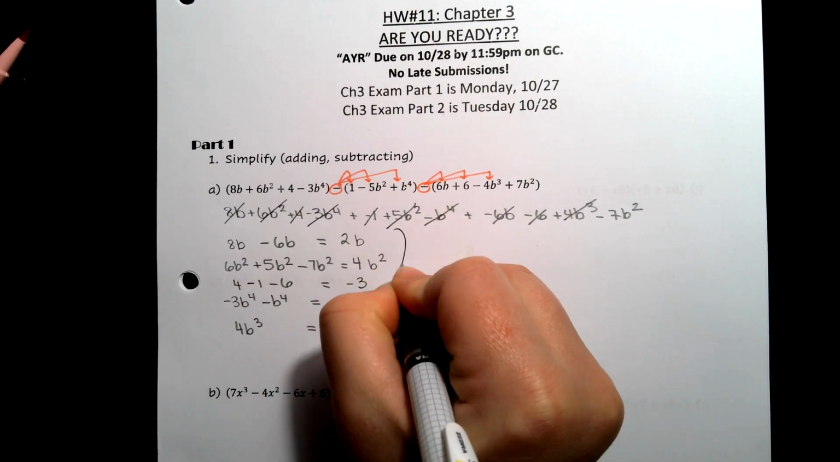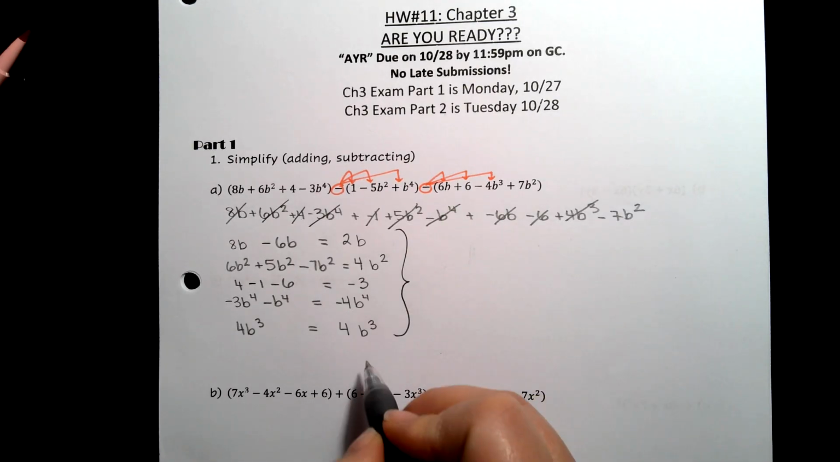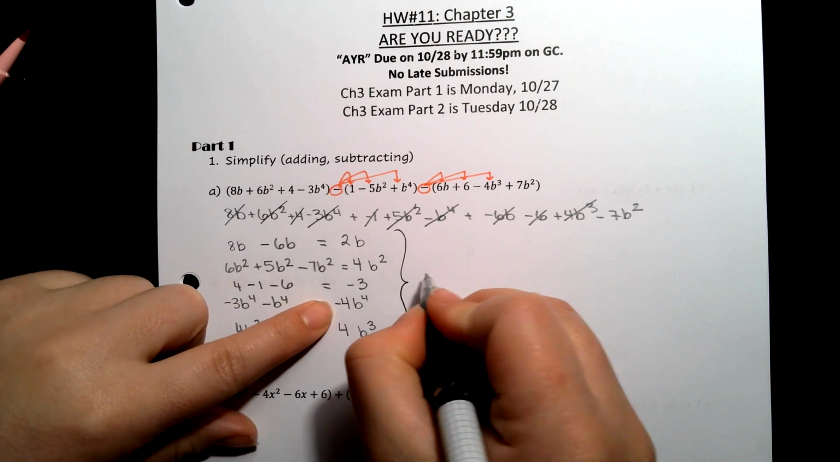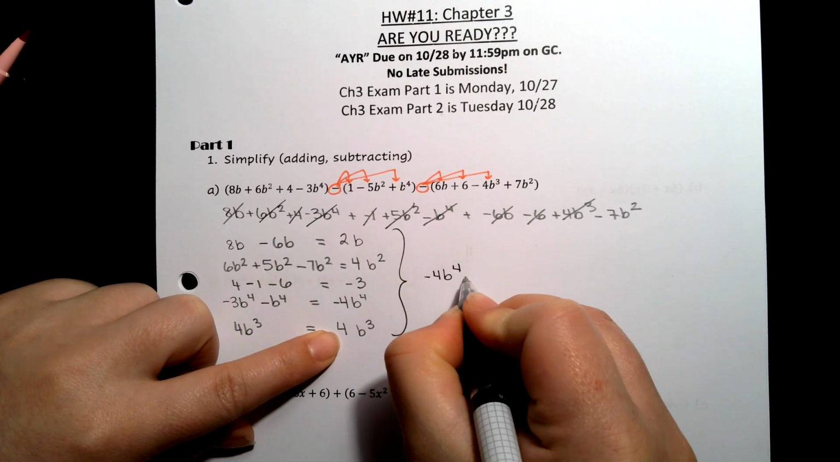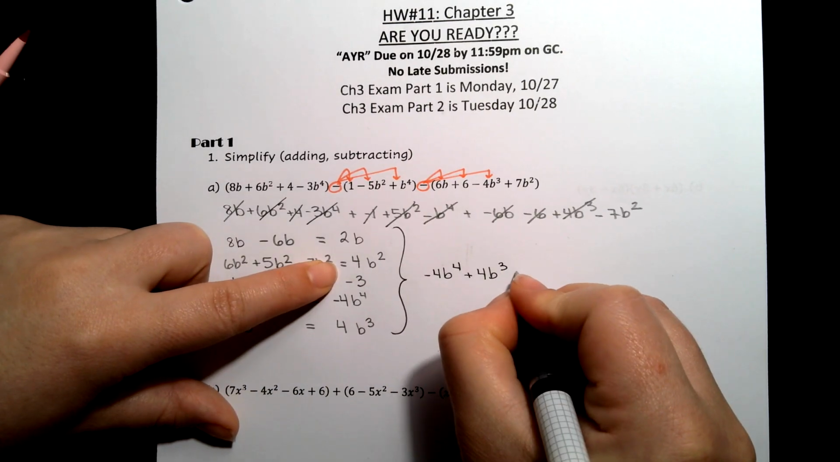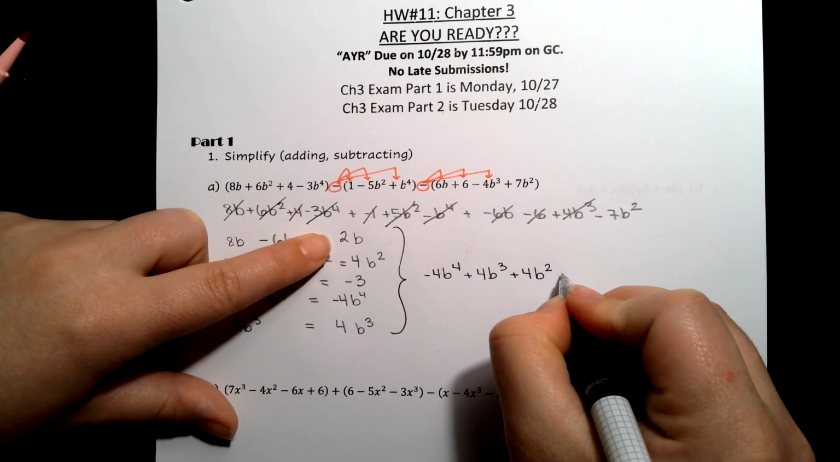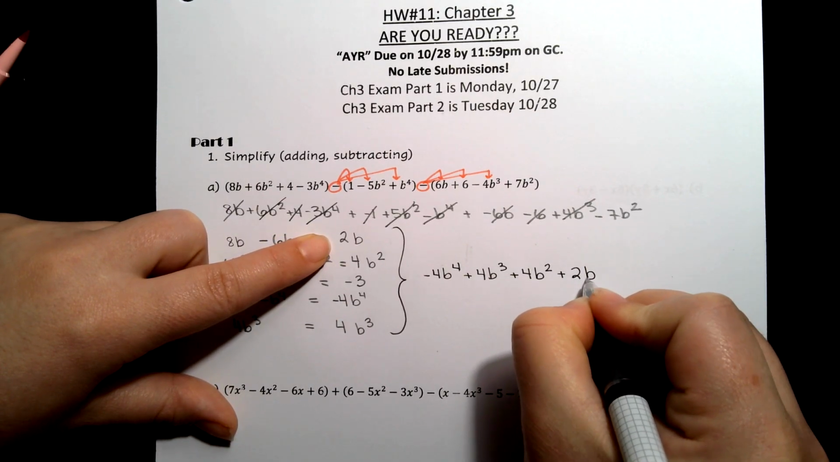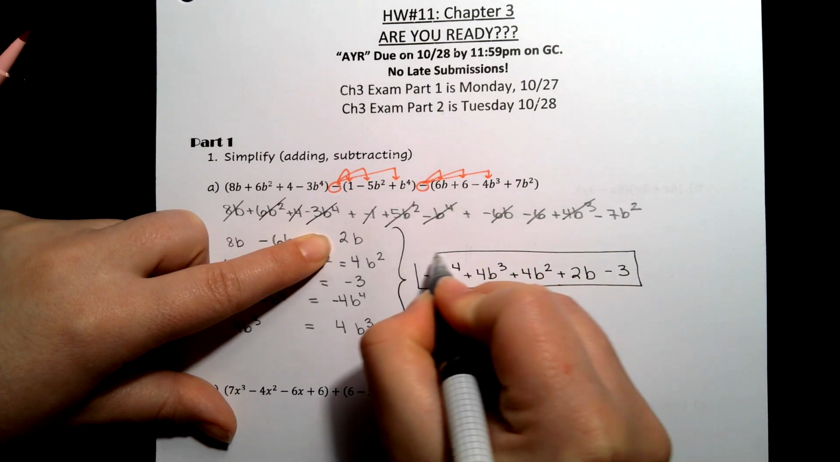So I need to rearrange this in standard form. If it's not in standard form, it is going to be marked as incorrect. Okay, so format does matter. And I'm looking for my highest exponent. My highest exponent is to the fourth power. Then I have to the third power. Then I have to the second power. Then I have just b and my constant of negative 3. This is my answer.